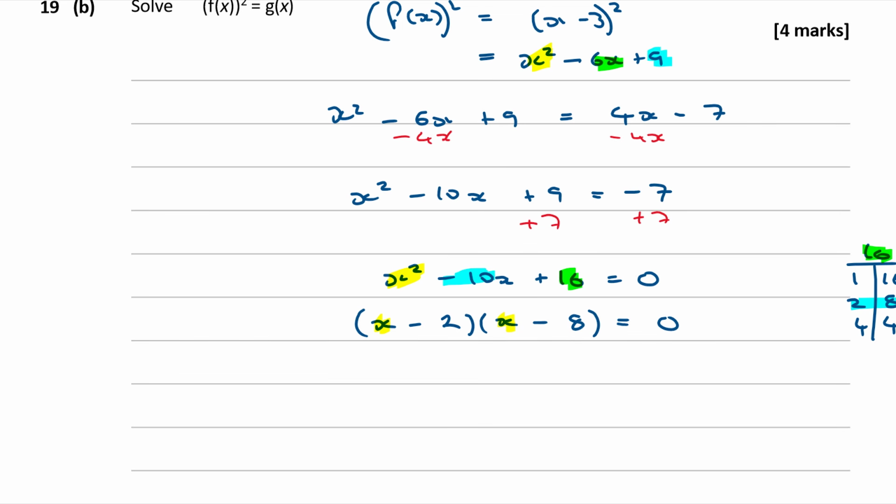So I've got x minus 2, x minus 8 is equal to 0. So if I've got two things multiplied together equals 0, that means that one of them must be 0, or the other one must be 0. In other words, x is equal to 2 or x is equal to 8. Okay, so they're my solutions. They're my values of x that satisfy f of x all squared equals g of x.